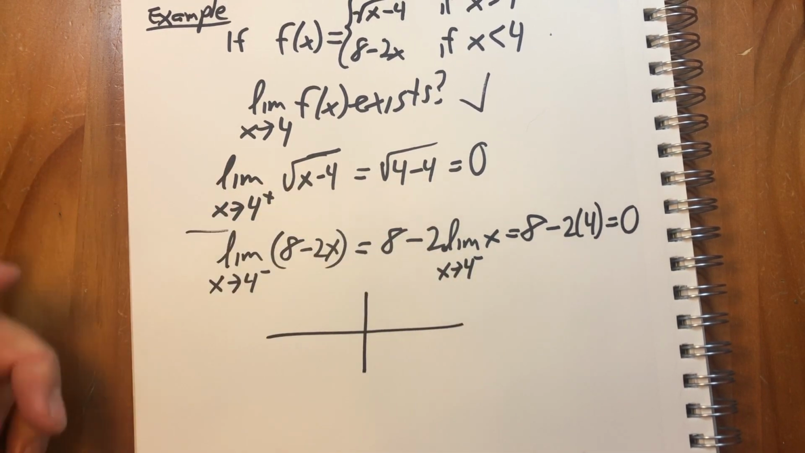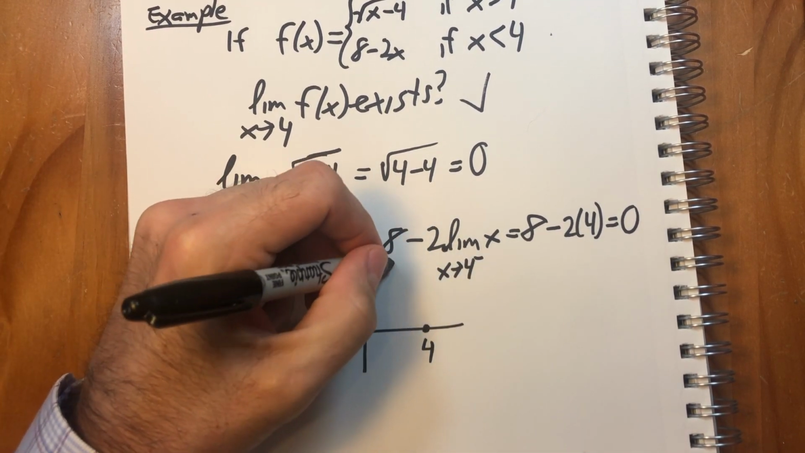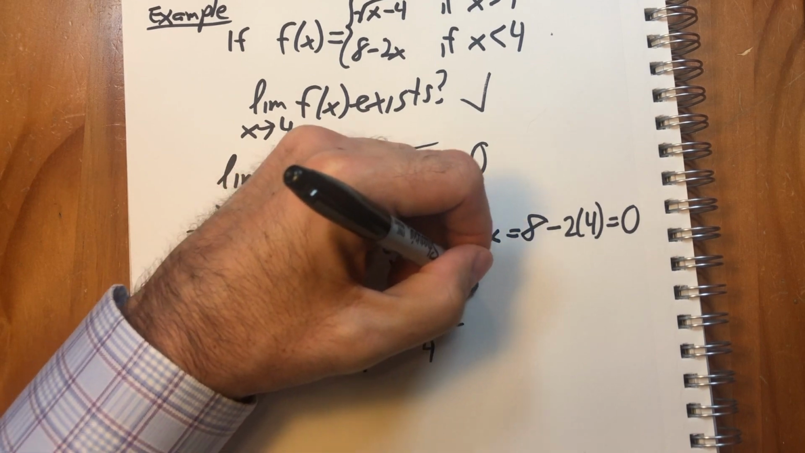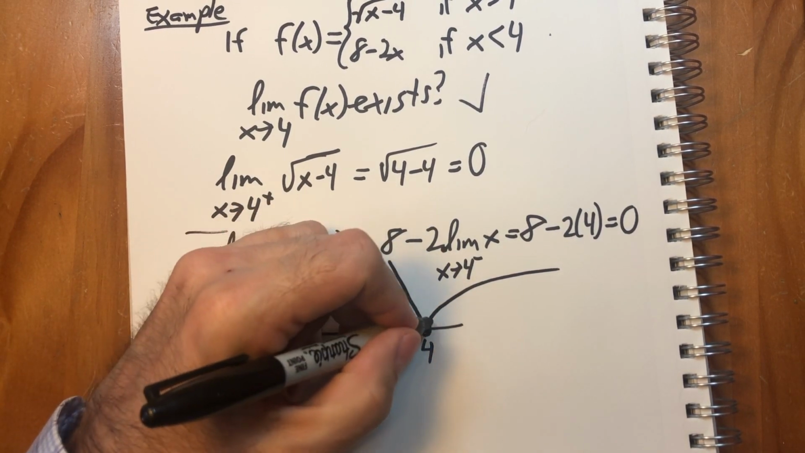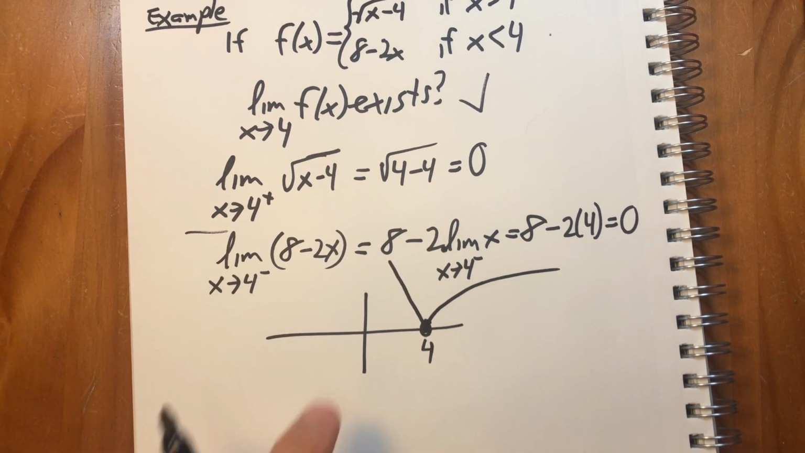And what this function looks like at 4, it kind of comes down here from the negative, and then it goes up like that. But they do meet right here. It doesn't exist at 4, but both of the limits still equal 0. So the limit at 4 does exist.